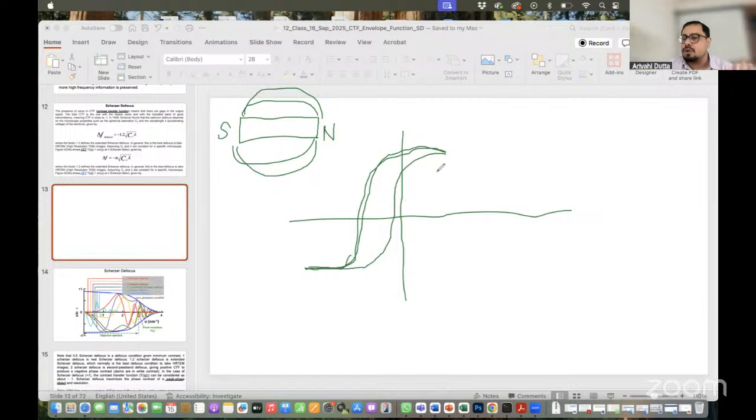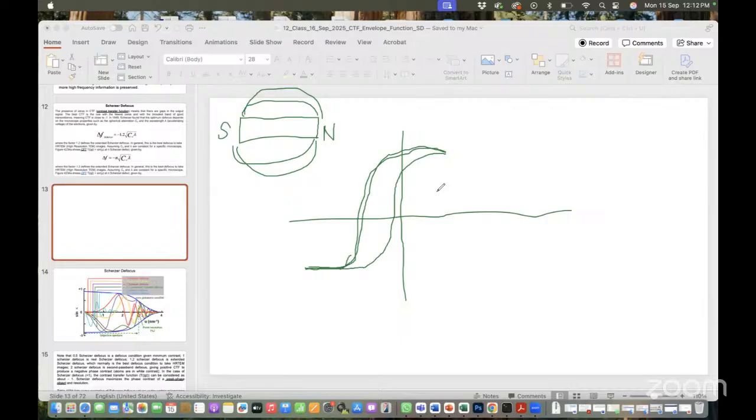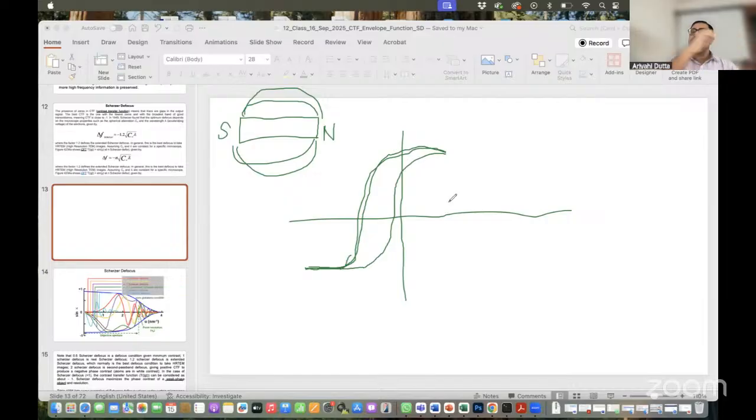In both cases, the path will not be the same, because the magnetic domains have to reorient. And then you have to give some extra force to put it back into the zero position.